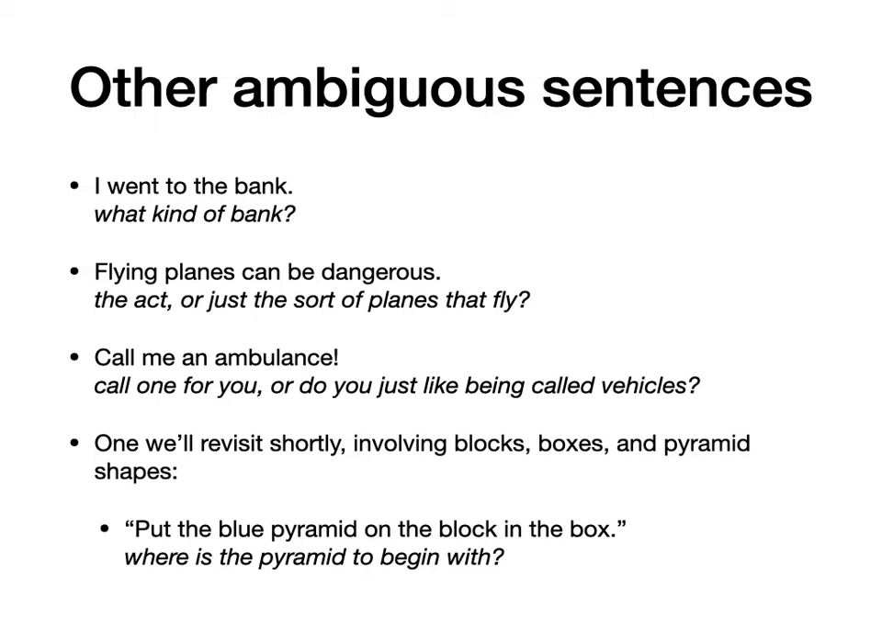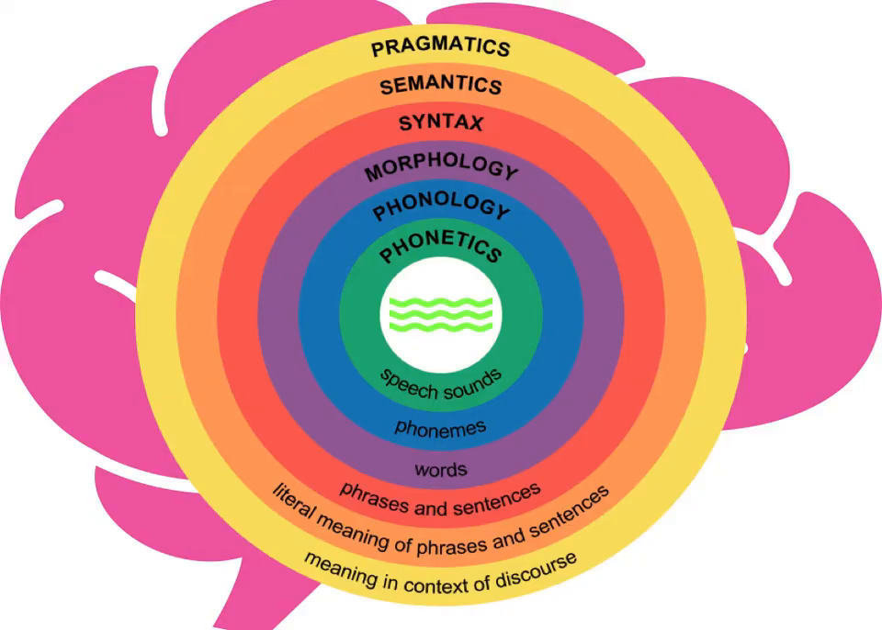And one that we will revisit involving blocks, boxes, and pyramid shapes is: put the blue pyramid on the block in the box. Okay, where's the ambiguity here? Where is the blue pyramid to start is the question. Is the blue pyramid on the box, on the block, or is it on nothing and we're being told to put it on the block that is in the box? More on this later.